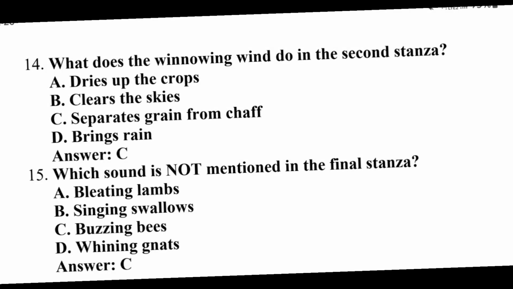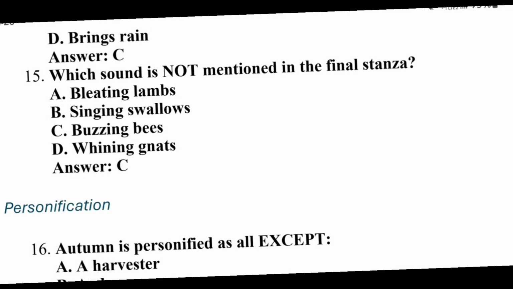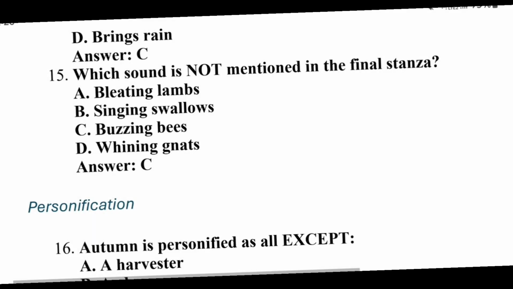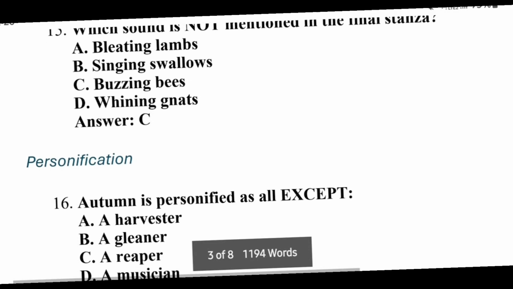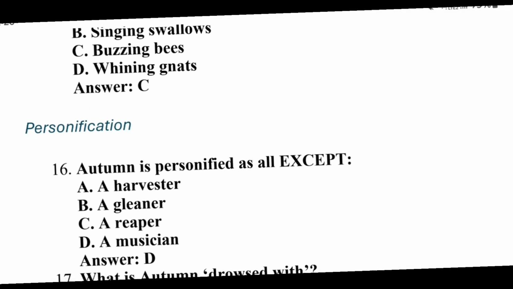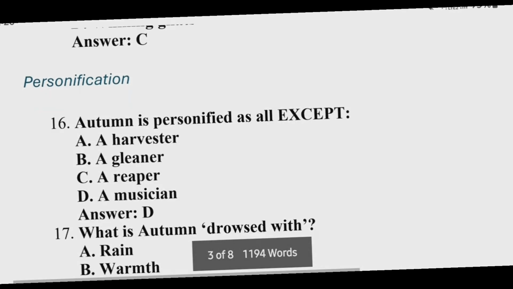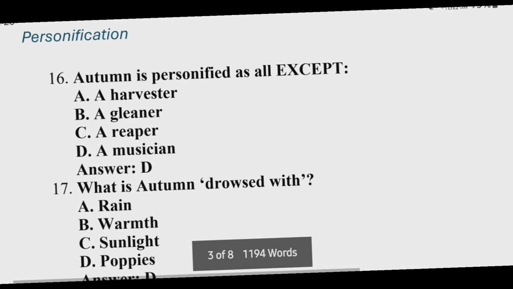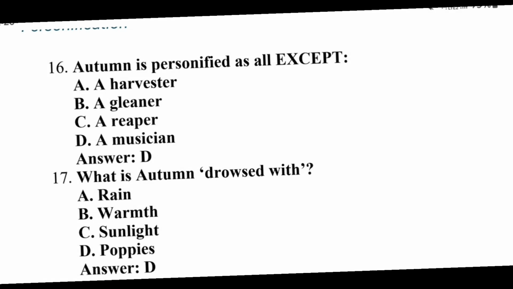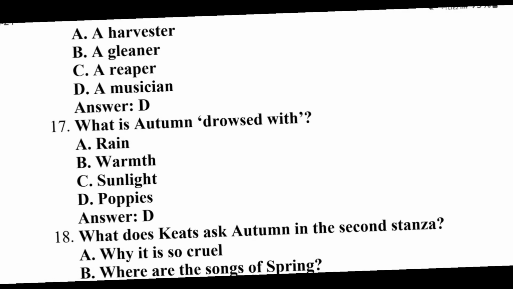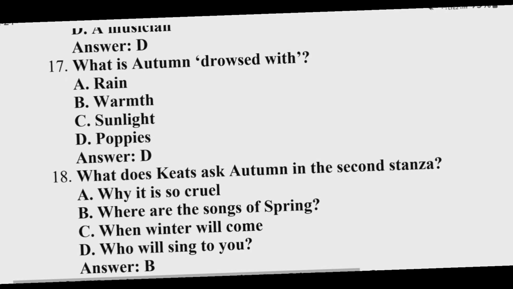It's buzzing bees. Now some questions related to personification in this poem. Autumn is personified as all except a musician. What is autumn drowsed with? It's poppies. What does Keats ask autumn in the second stanza? He asked, where are the songs of spring?